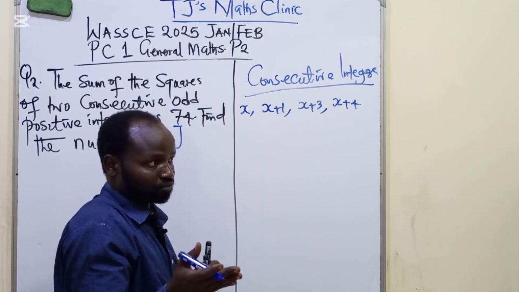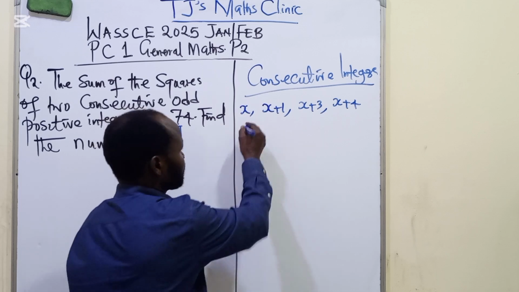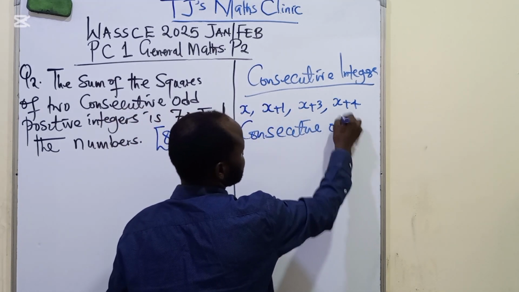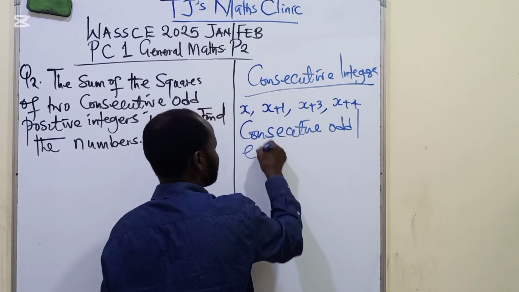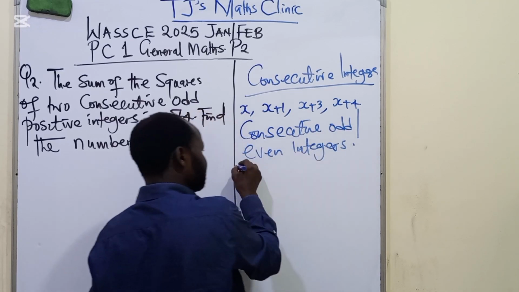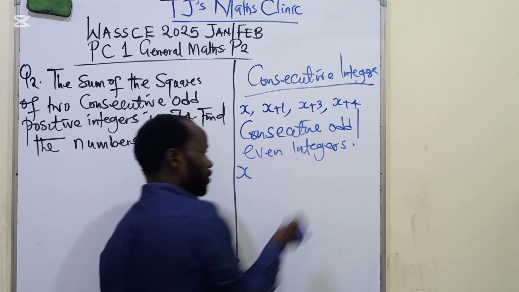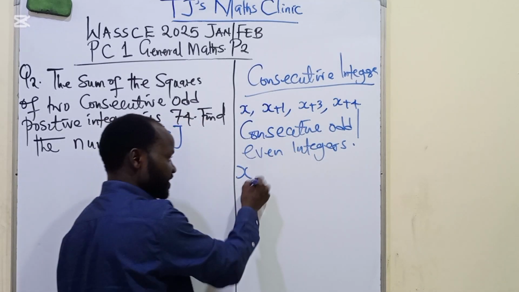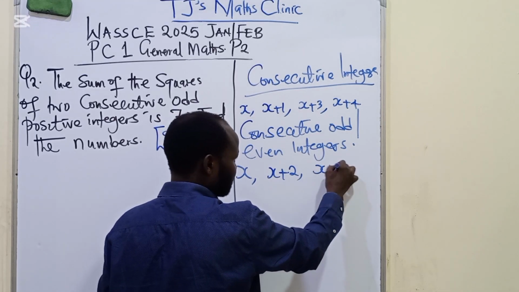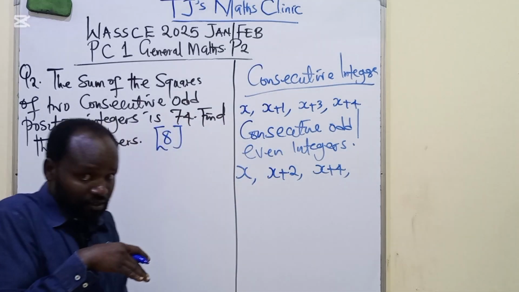But when we say consecutive odd numbers or consecutive even numbers, it must follow by a difference of what? A difference of 2. There must be a difference of 2. So consecutive odd numbers or even integers are, let's say, if the first number is either even or odd, the next will be x plus 2, then x plus 4, in that order. The difference must be 2.